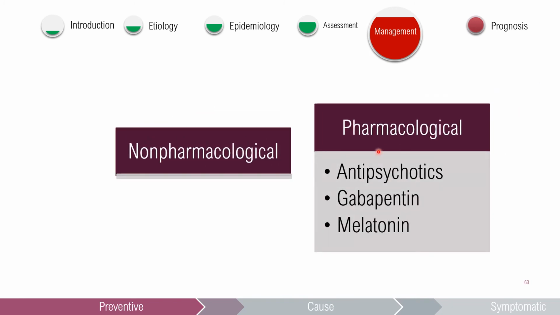Effective pharmacological treatments include antipsychotics in low dose, gabapentin, melatonin. Several antipsychotics have anticholinergic and sedative properties. Haloperidol is a good option. Gabapentin is an anti-epileptic which also helps. And you can remember melatonin because this is the hormone that regulates the sleep-wake cycle. Remember the sleep-wake cycle reversal in delirium.